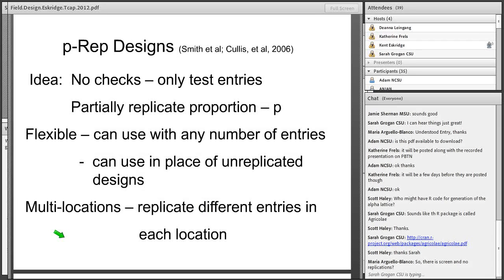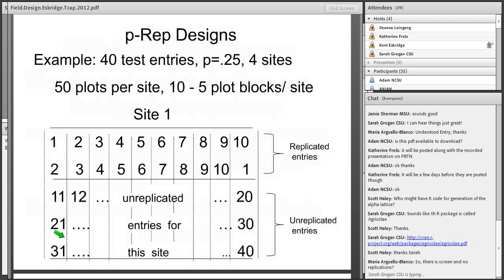Ideally, the idea is that you don't want to have any checks at all in your experiment. You have virtually no checks, but you do have enough seed where you can replicate some of the entries. And so what you do is, in maybe each site or each replicate, you only replicate, say, a certain proportion of the test entries. These are really quite flexible, so you can use them with any number of entries. They can be used in place of unreplicated designs, which I'll talk about in a minute. And they also lend themselves to multi-location experiments, where you can replicate different entries in each location.